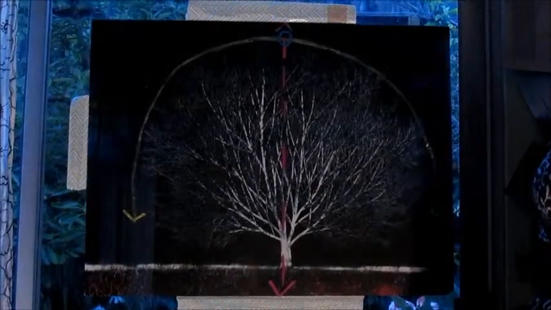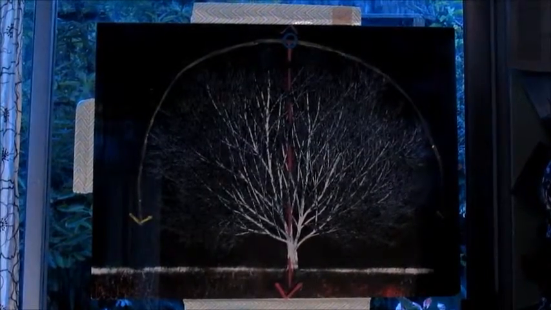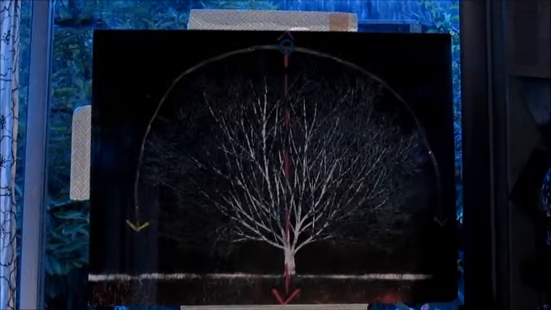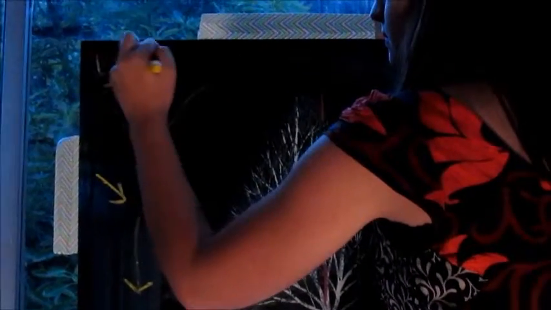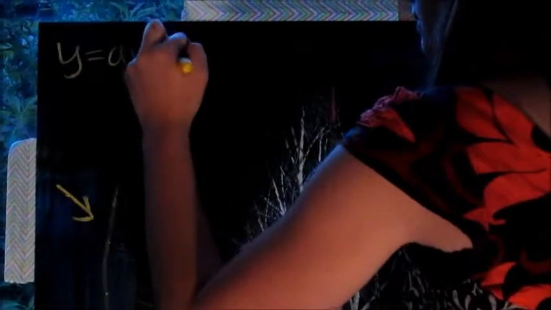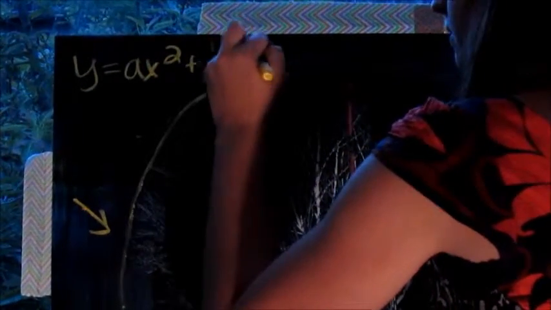In this video, we will be discussing how to find the maximum, minimum, and zeros of a quadratic function. The parabola is the U-shaped graph of the quadratic function. The equation for a parabola is y equals ax squared plus bx plus c. This particular parabola is facing down because a is less than 0.